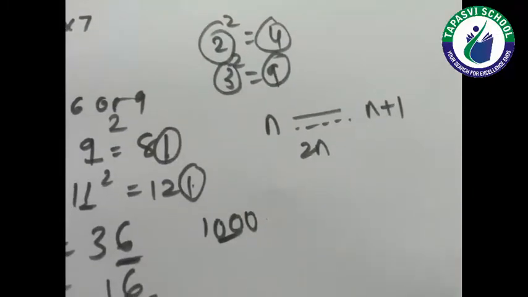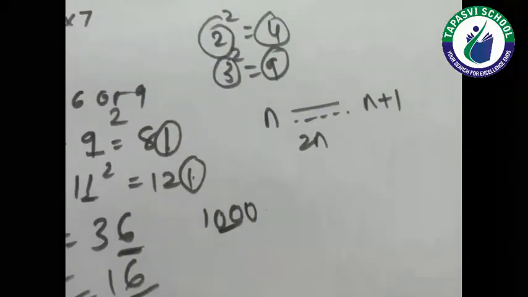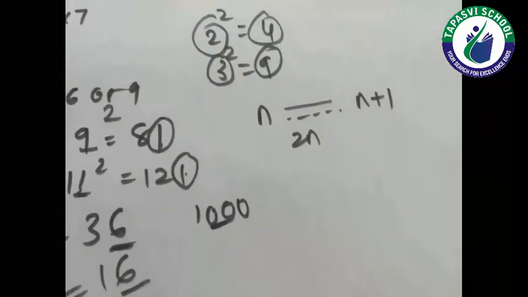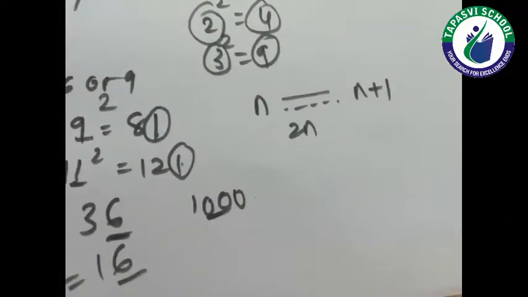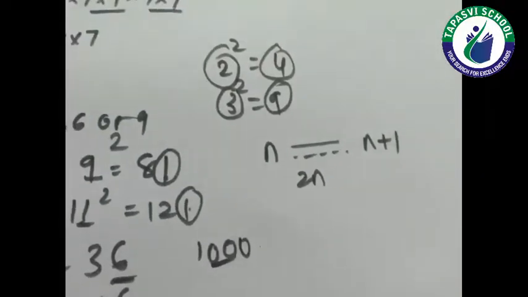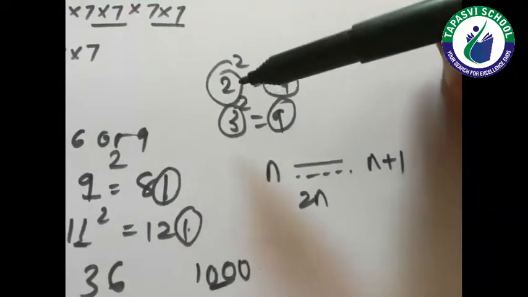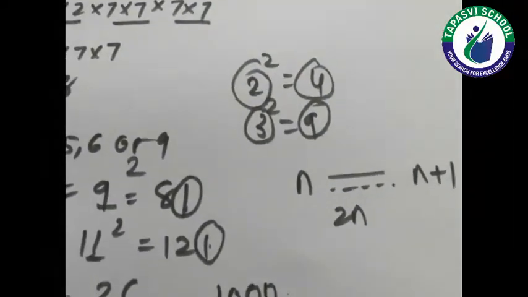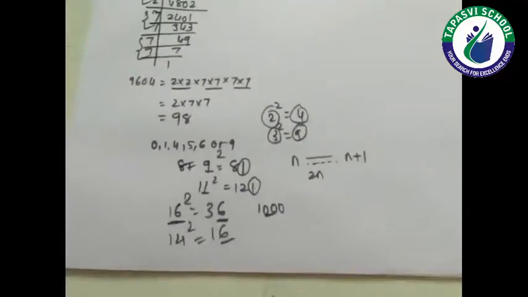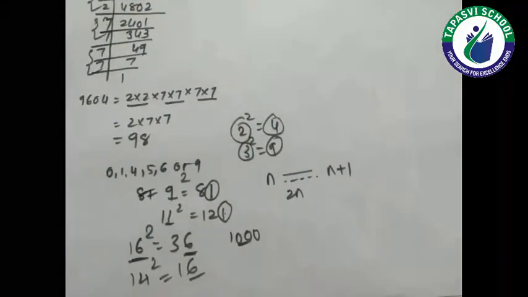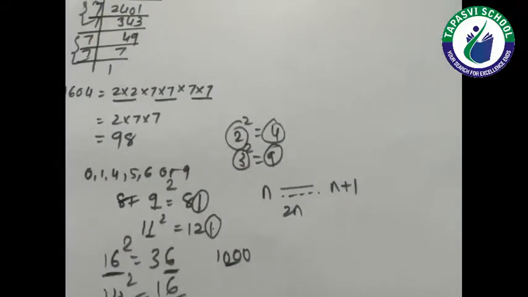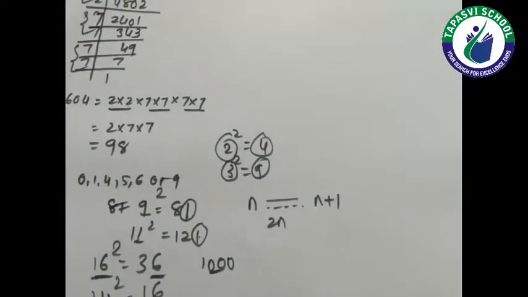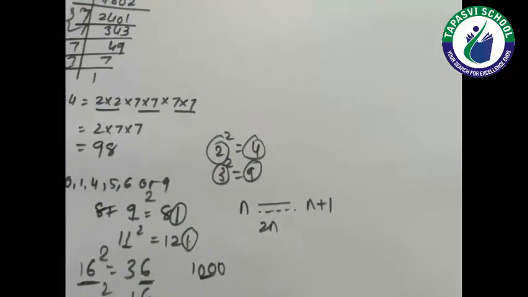And property number 8, the last property of square and square root: the sum of the first n odd natural numbers is n squared. If I want the square of any number, I have to multiply that number twice. So these are the important properties related to square and square root that you have to keep in mind, so you will easily be able to solve the sums. One more important method is given here, students.